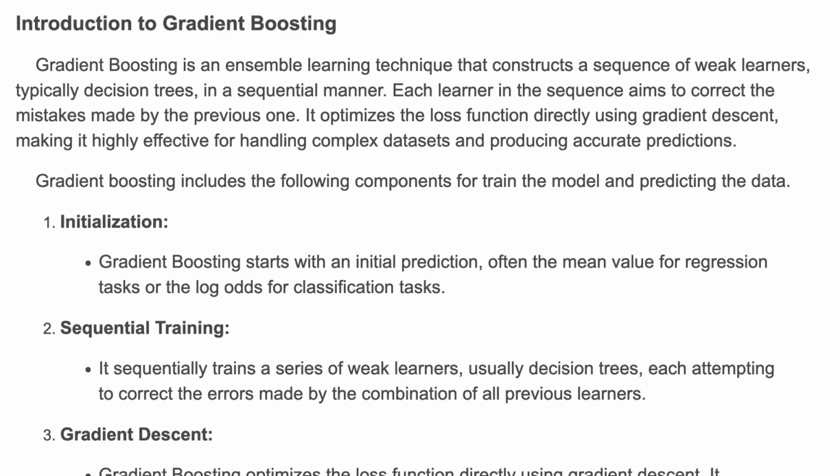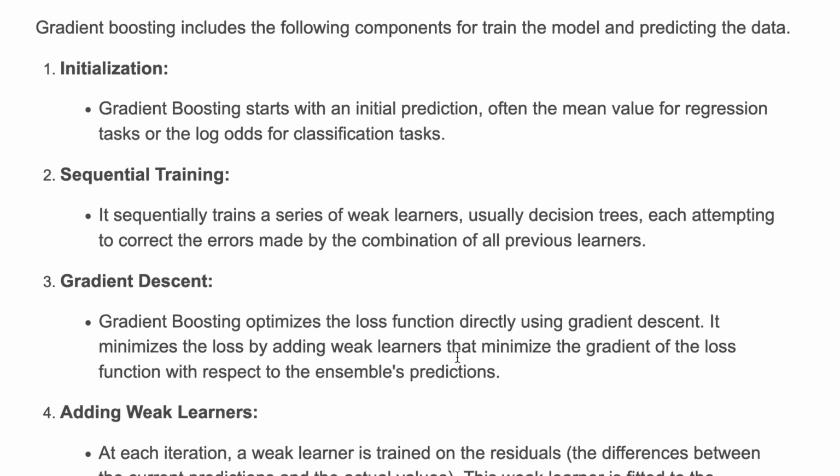The first is initialization. Gradient boosting starts with an initial prediction, often the mean value for regression tasks or the log odds for classification tasks. Second is sequential training. It sequentially trains a series of weak learners, usually decision trees, each attempting to correct the errors made by the combination of all previous learners.